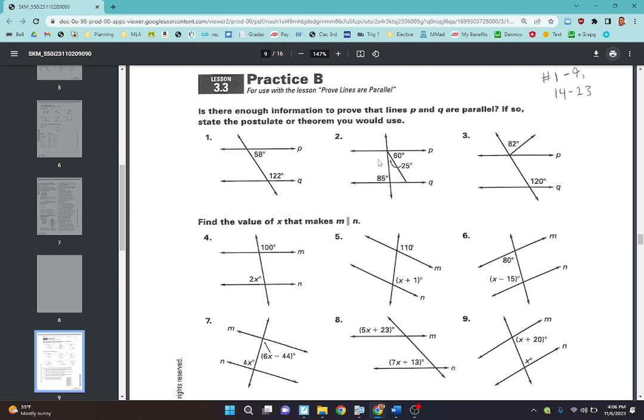So this one, number 2, is 85, and this is 60 plus 25. So this little combined angle, if this was a proof, I would say angle addition postulate. 85, this is 25 and this is 60.